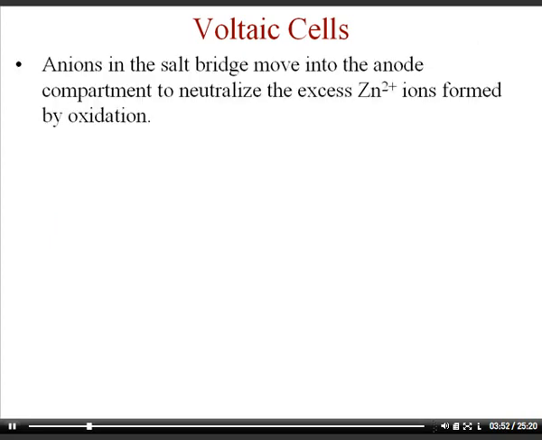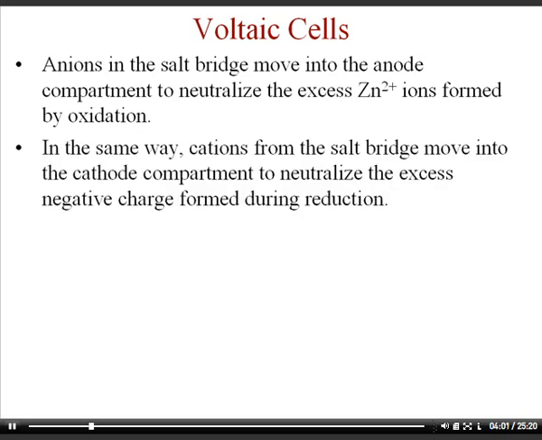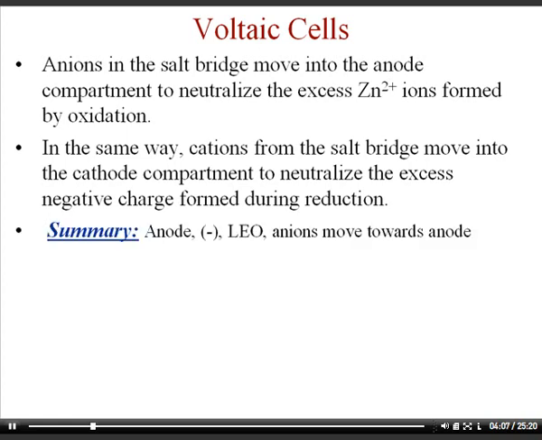Now the anions in the salt bridge are moving into the anode compartment. Again, as I mentioned before, it's to neutralize the excess zinc ions formed by the oxidation. And in the same way, the cations from the salt bridge move into the cathode compartment to neutralize the excess negative charge that is formed during the reduction.